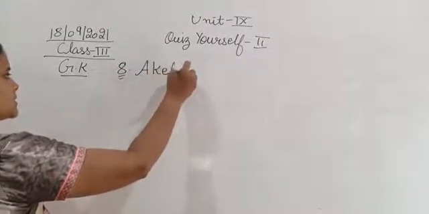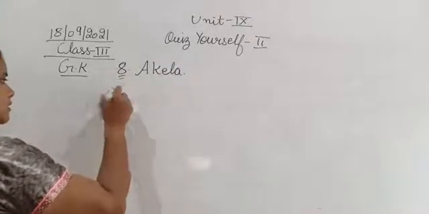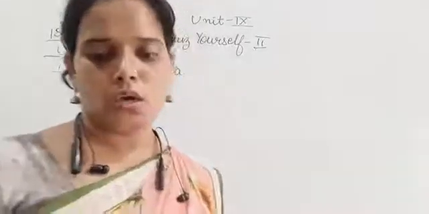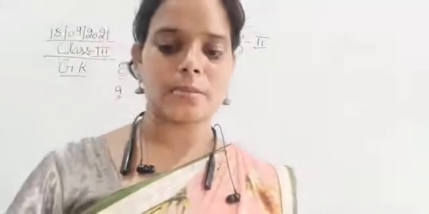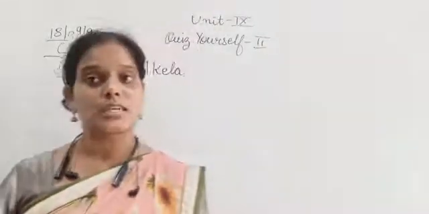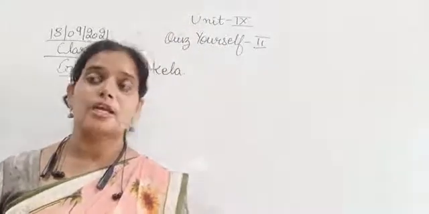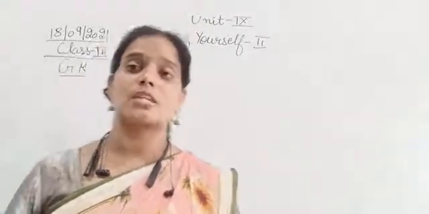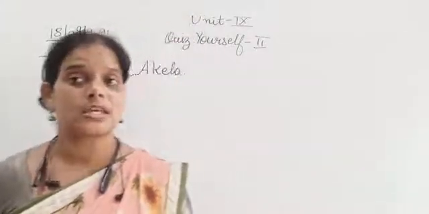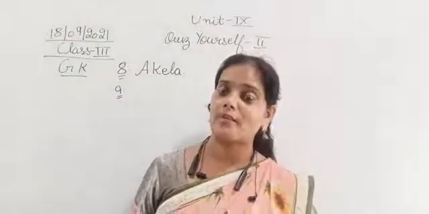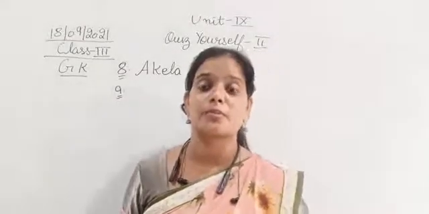That is Akela. Moving next to the 9th one. The 9th is, which sport is Sebastian Vettel associated with? So Sebastian Vettel किस sport से associated है? Sebastian Vettel is associated with Formula 1 car racing. He is one of the very talented and finest Formula 1 car racers from Germany.